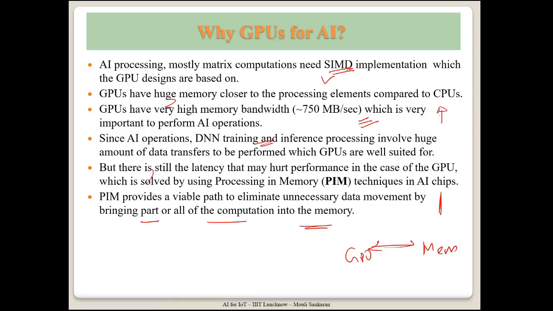And on top of it all, processing in memory helps you even avoid the transfer of memory data between memory and GPU. So you get much better performance in GPUs. That's why we modify the GPU architecture to suit it for AI applications. Okay, AI applications by nature have huge data. They need SIMD kind of nature. So you can answer all these questions on why GPUs are used in AI.